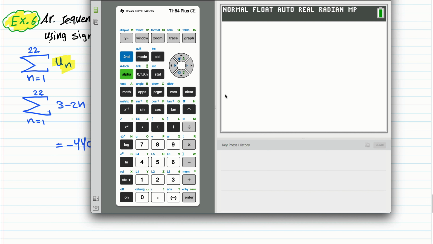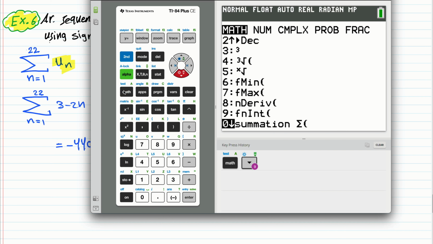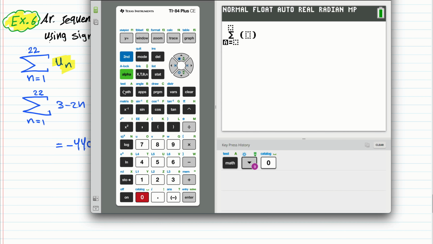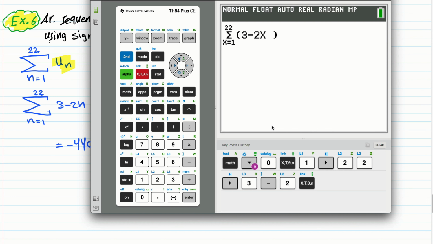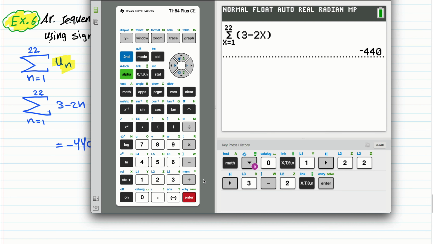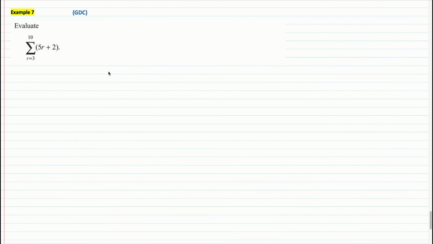If you use the TI-84, this is also how you do it. Math, go down to 0, or just click on 0. Fill the blanks, x from 1 to 22, 3 minus 2x, and click enter. So negative 440.